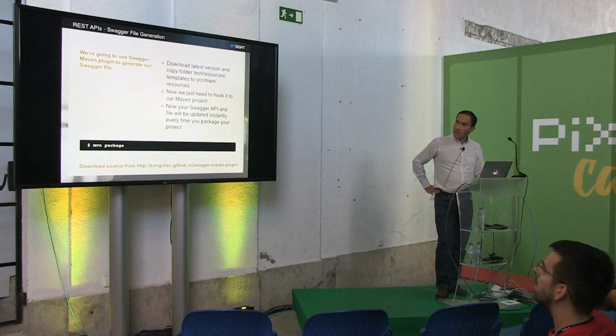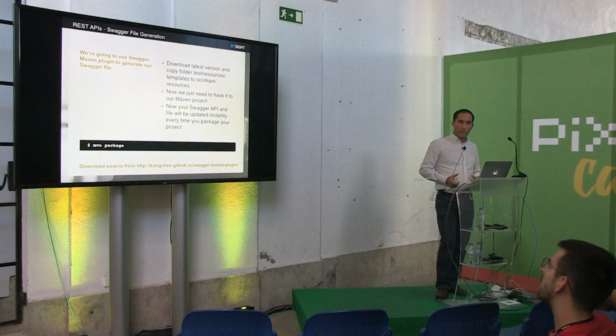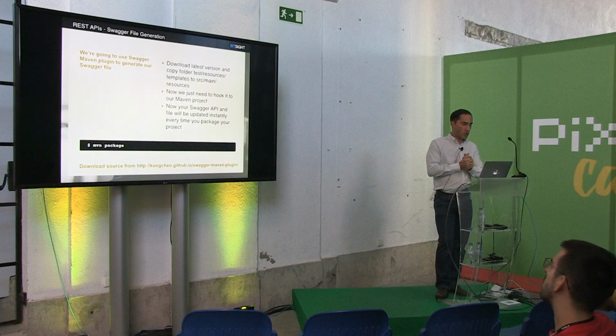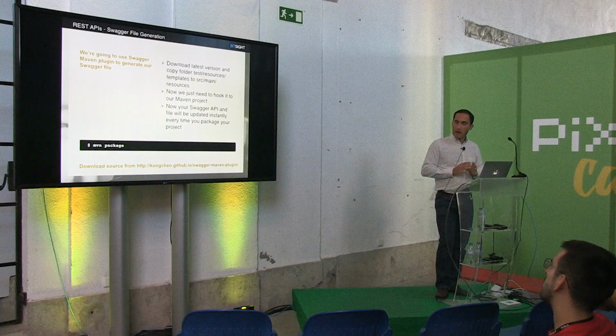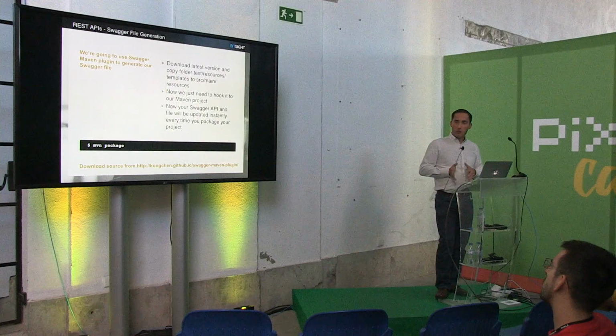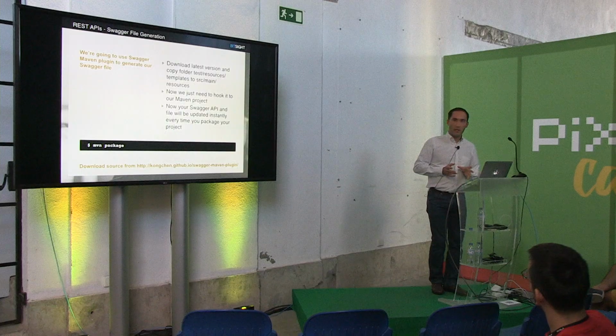So let's set up the Swagger file generation. I hooked up my Swagger generation to the package stage of Maven. So every time I do a package, I will have my documentation and my API refreshed. So if I change a method, add a parameter, change some annotation or add some method, everything will be generated on the fly. Every time I compile it, it will be generated. So this is a very simple way of keeping my API consistent.